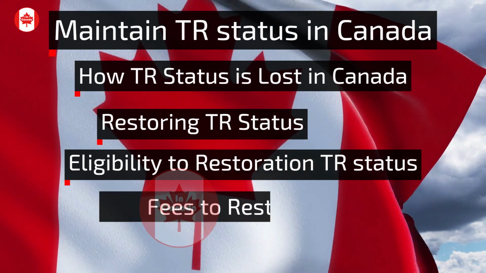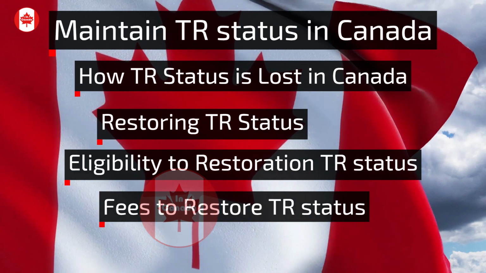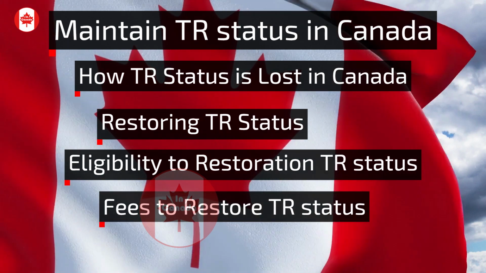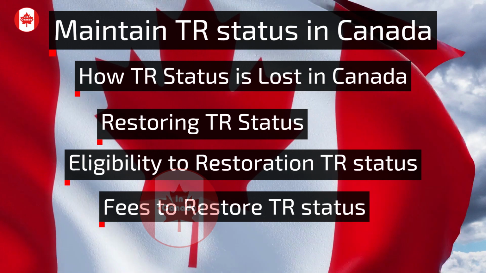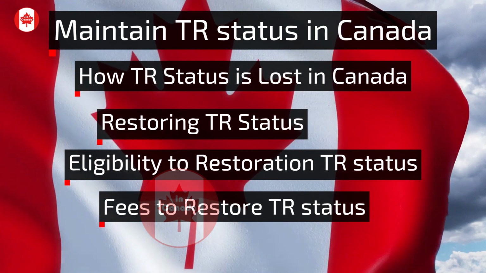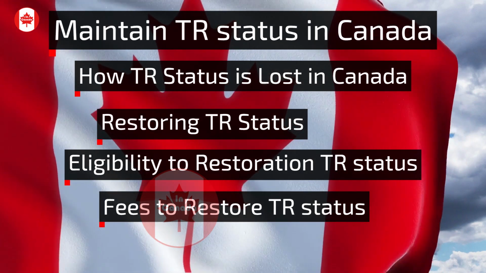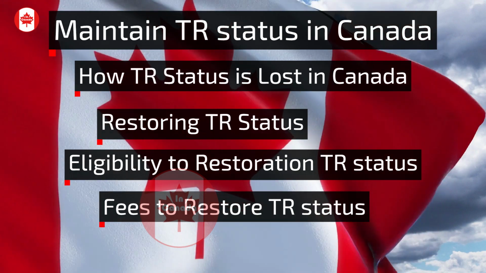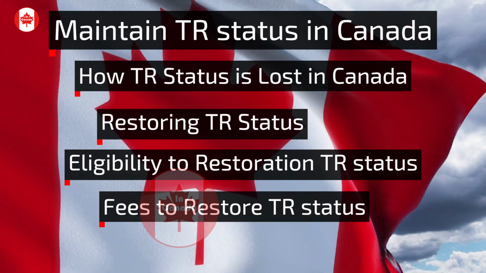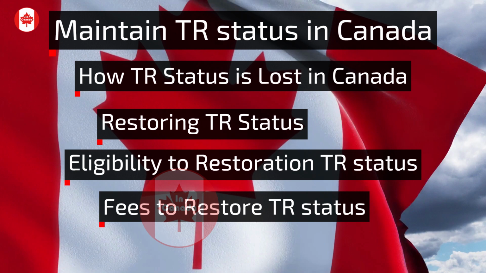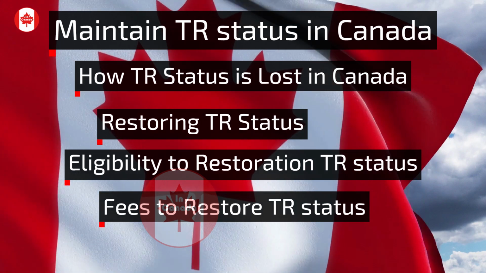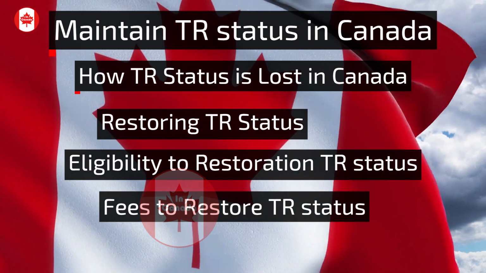Fees for restoration of TR status. Visitors: standard $200 restoration fee only. Students: standard $200 restoration fee plus $150 fee for study permit processing. Workers: standard $200 restoration fee plus $155 fee for work permit processing.